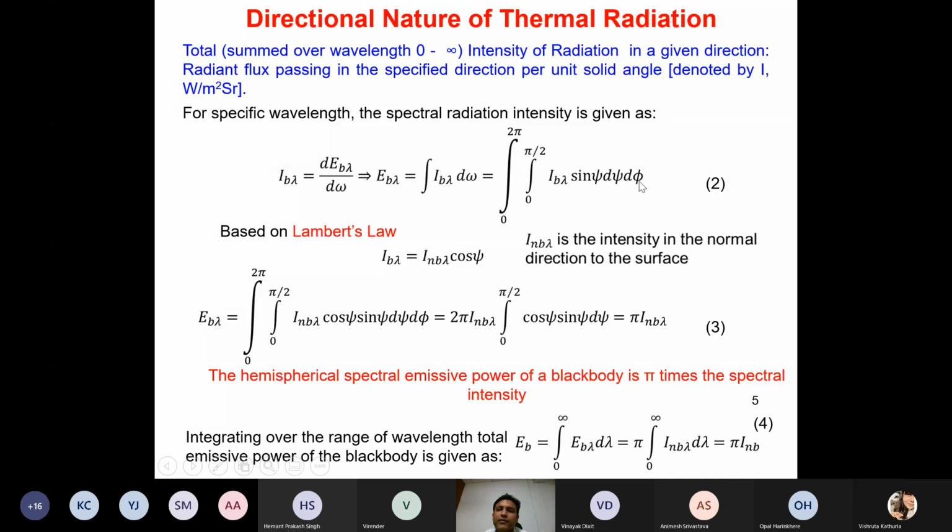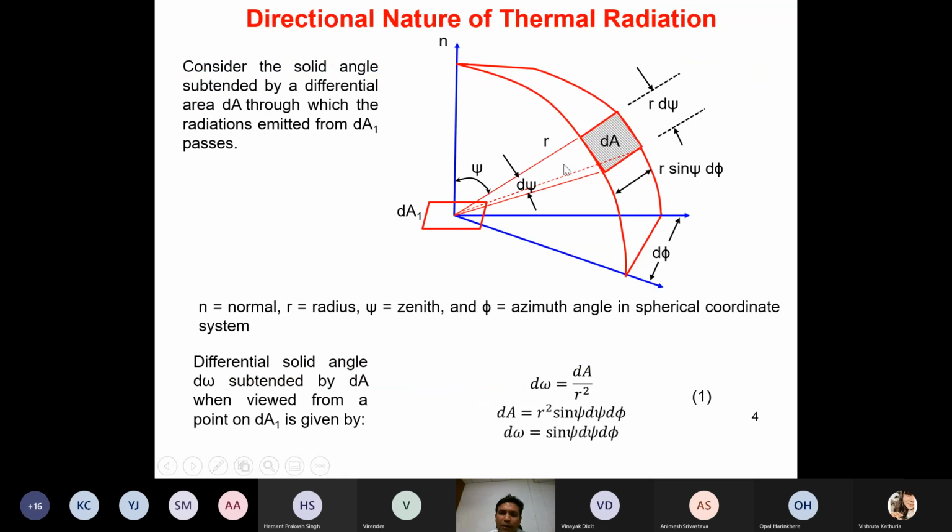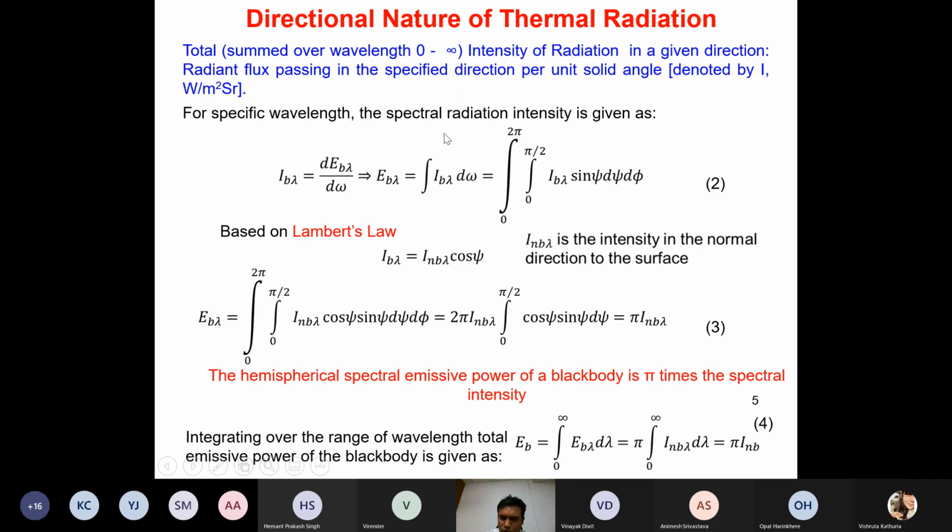Again, this psi is varying between 0 to pi by 2. That is what we have seen. This psi is varying between 0 to pi by 2, whereas phi is varying all along this. So that is 0 to 2 pi. So Eb lambda is given as integral 0 to 2 pi, integral 0 to pi by 2, Ib lambda sine psi d phi. Okay. So now here this Ib lambda can further be replaced by a spectral intensity in a normal direction.